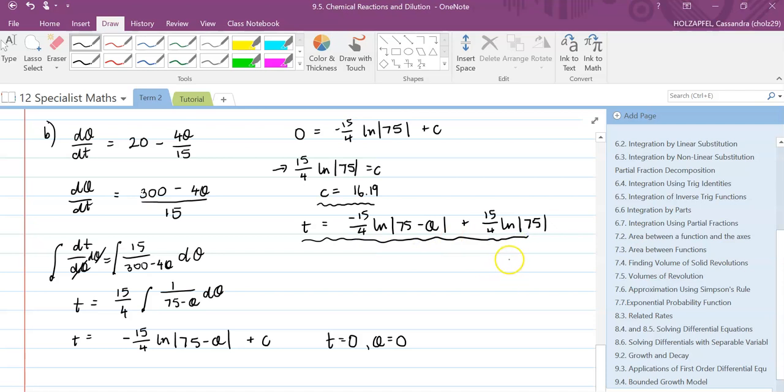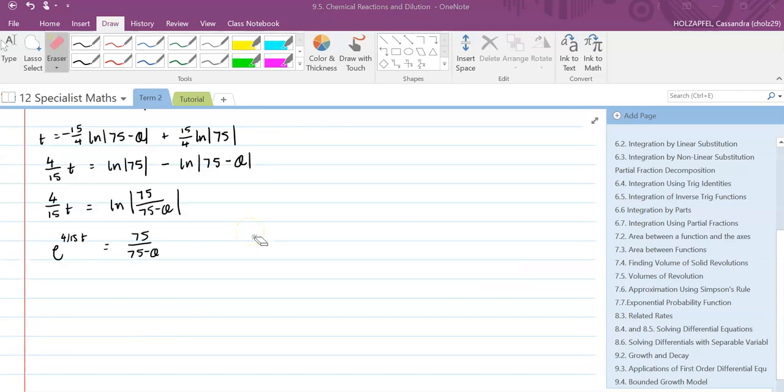We need to rearrange this to solve for Q. Just to quickly summarize what I've done before I go too much further, I've multiplied both sides by 4 over 15, then rearranged and used my log laws to express this in this form. The last thing I've done is raise e to the power of each side, so this is what I end up with. Now I just need to continue to rearrange to solve for Q. To do that, I've multiplied both sides by 75 take Q, taking this over to the other side. Then rearrange to solve for Q.